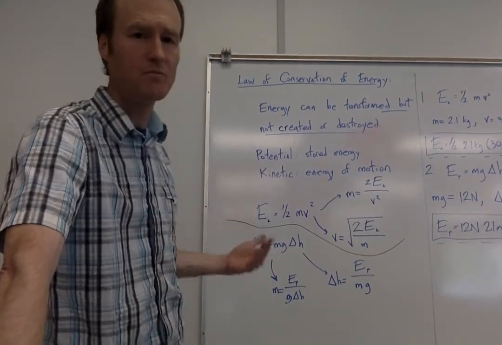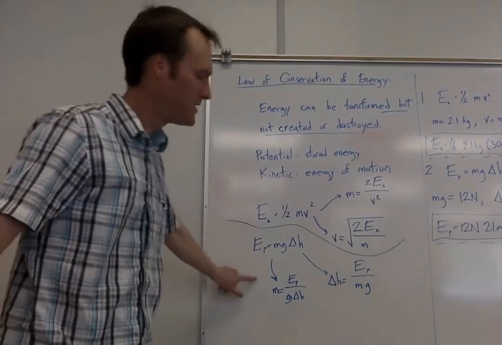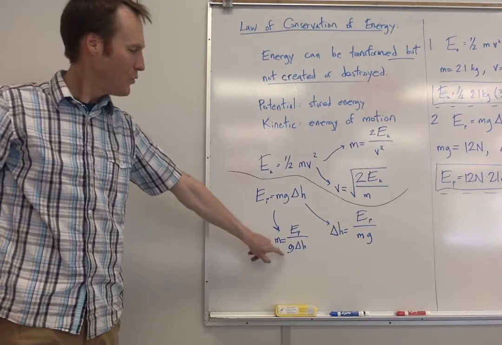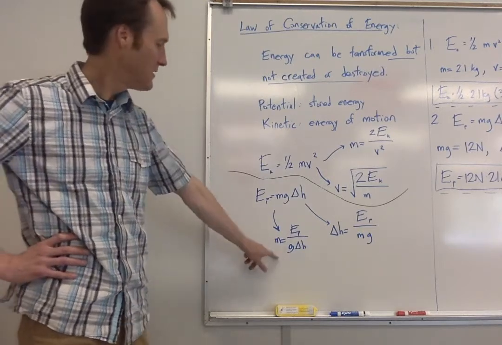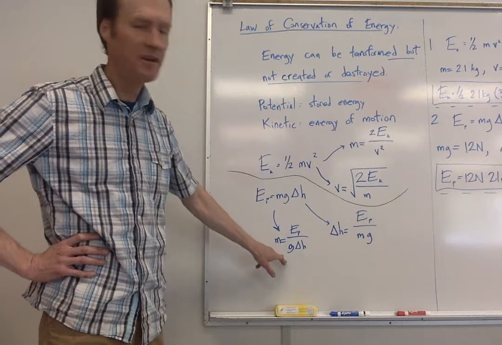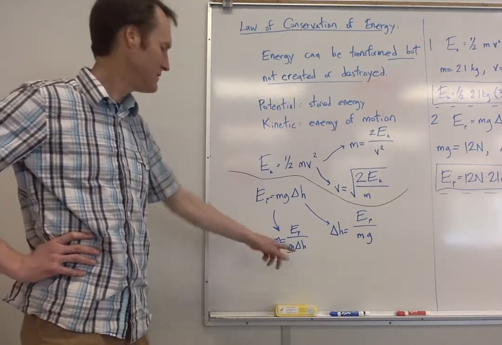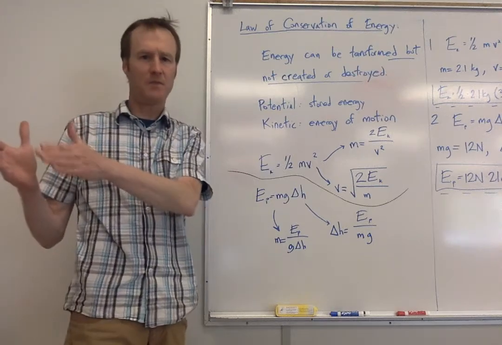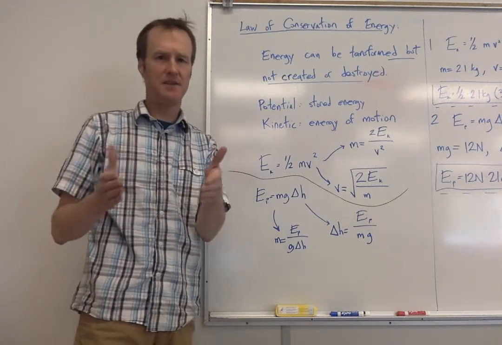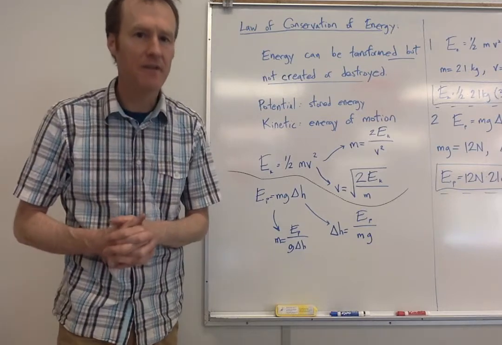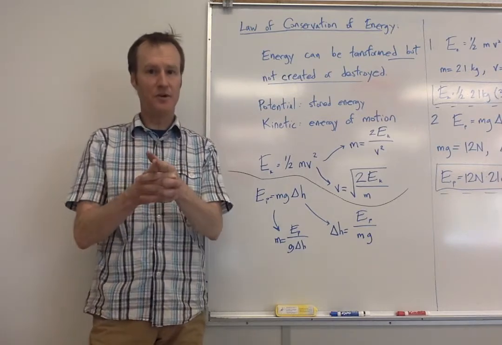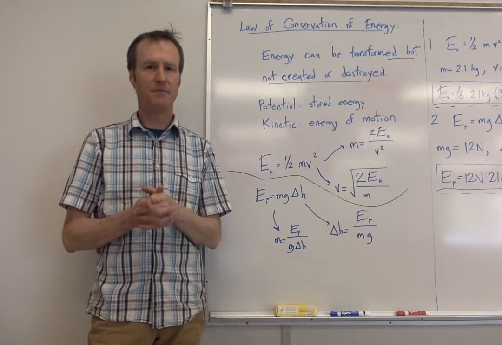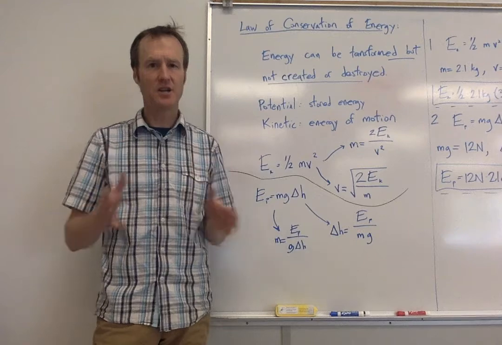In this case, if we know an object's gravitational potential energy here, we can say its mass is potential energy divided by g times delta h. In other words, potential energy divided by the acceleration due to gravity times the height difference. On Earth, that g value, and you need to know this, is 9.8 meters per second squared. If you take physics courses, you're going to want to know that.